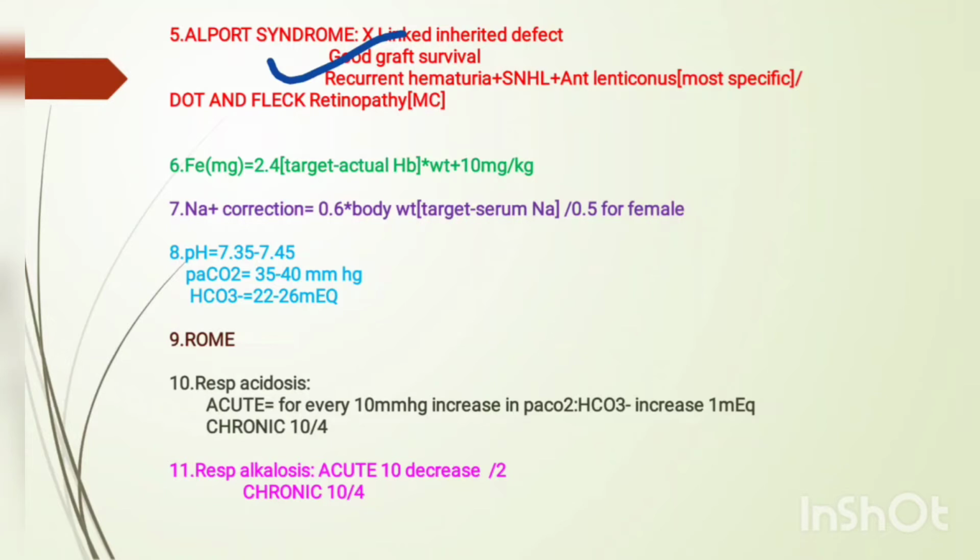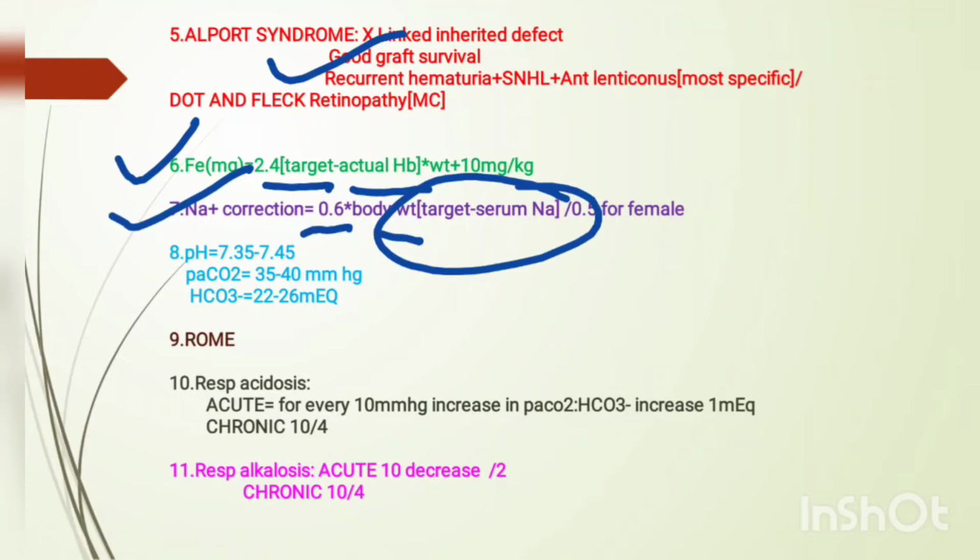Then the iron deficit calculation formula is 2.4 into target minus the actual Hb of the patient, into weight, plus 10 milligram per kg. Then for sodium correction, you have the formula 0.6 into body weight multiplied by target minus serum sodium, and for females, instead of 0.6 you multiply it by 0.5.